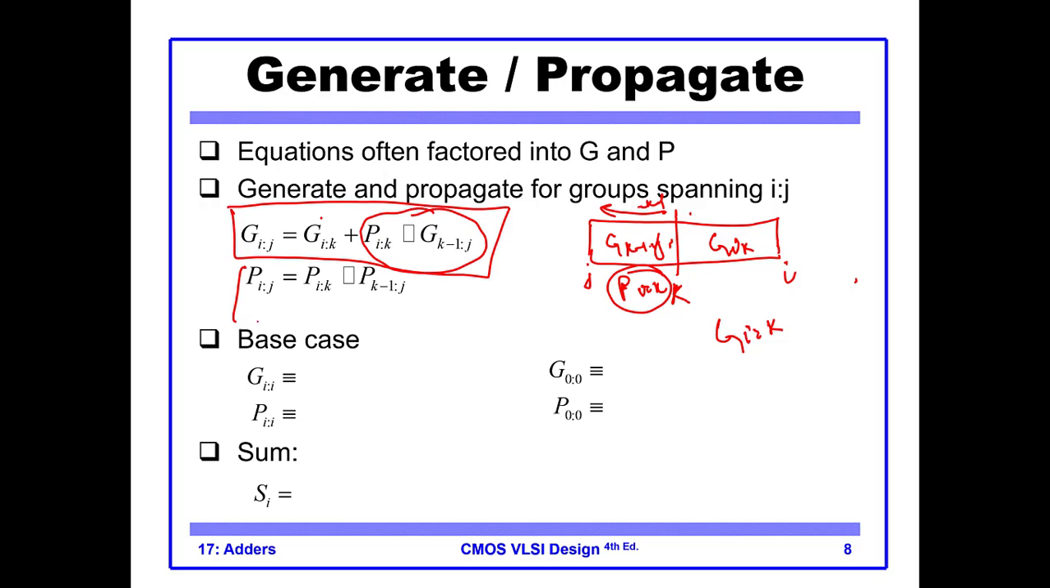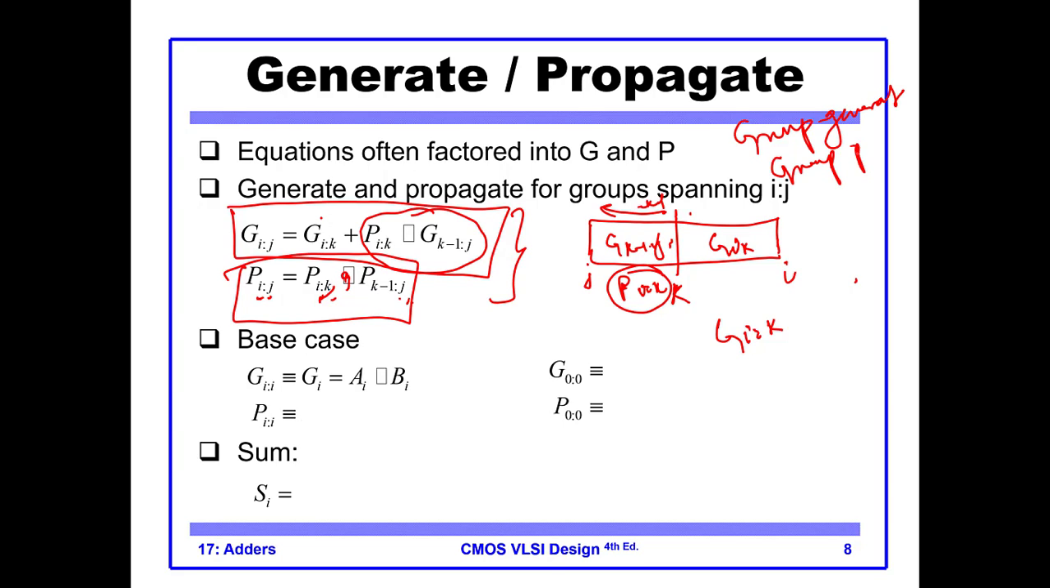Next is the propagate, which, if you are interested in P of I to J, is P of I to K dot P of K minus 1 up to J. So these are called group generate and group propagate.